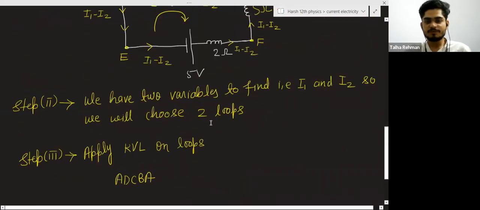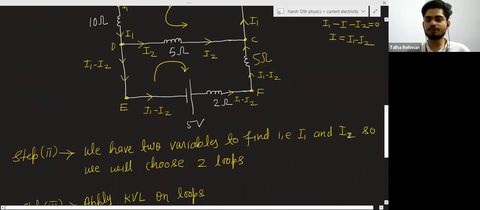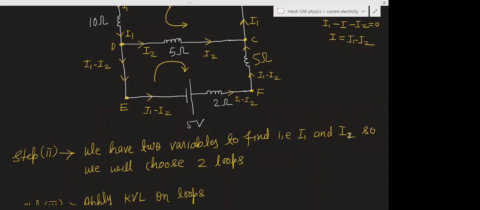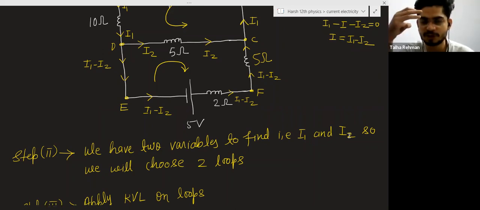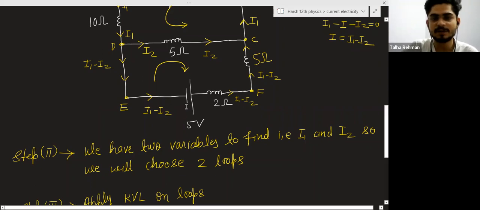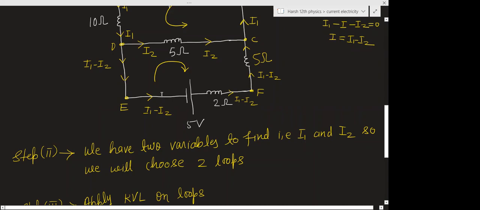And yes, we know, sir, that we have two variables I1 and I2. We have to make two equations. One thing always remember: if you want to find the values of two variables, then you need at least two equations. If you want to find the values of three variables, you should have at least three equations. So now I will choose this loop D C F E D.